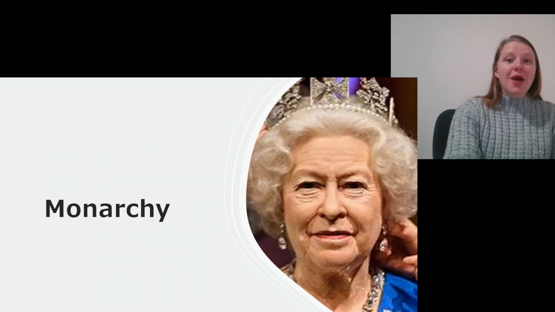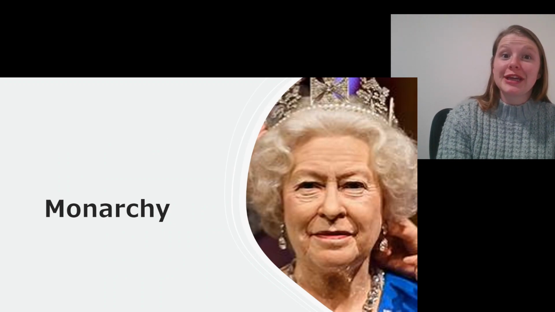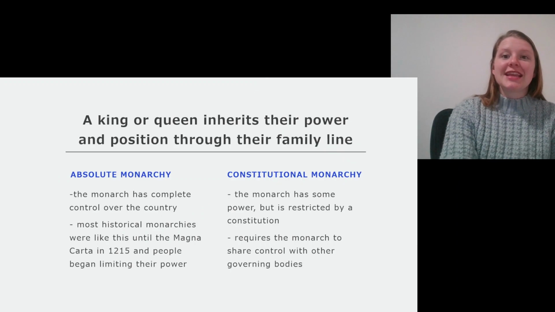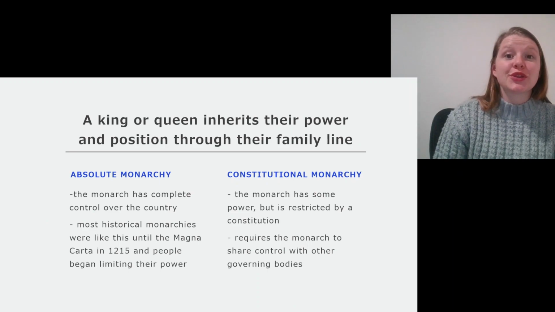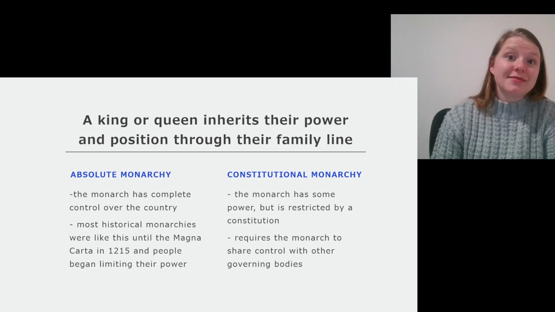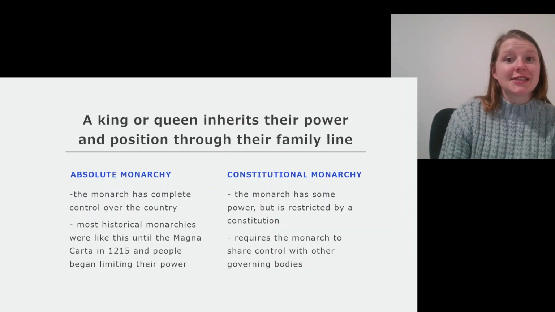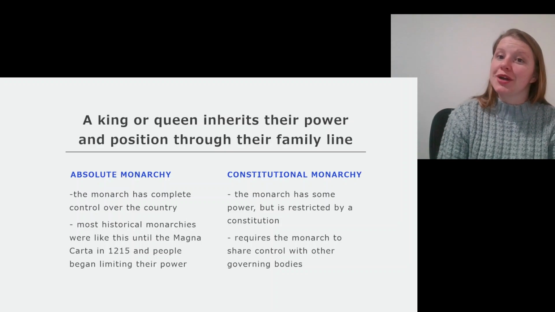So we have a monarchy, which is where a king or queen rules. They inherit their power and position through their family line. And there are two types of monarchies, an absolute and a constitutional monarchy.